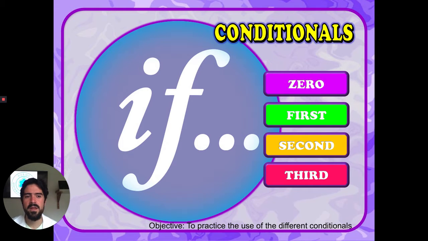Okay, so we are going to divide this presentation into two parts. Okay, in this first part we are going to check the zero conditional and the first conditional. Okay, and the next week we are going to check the rest of them. Okay, so let's start with the zero conditional.